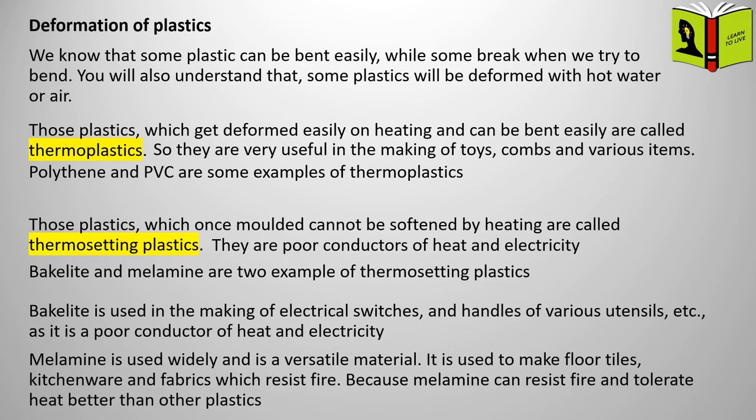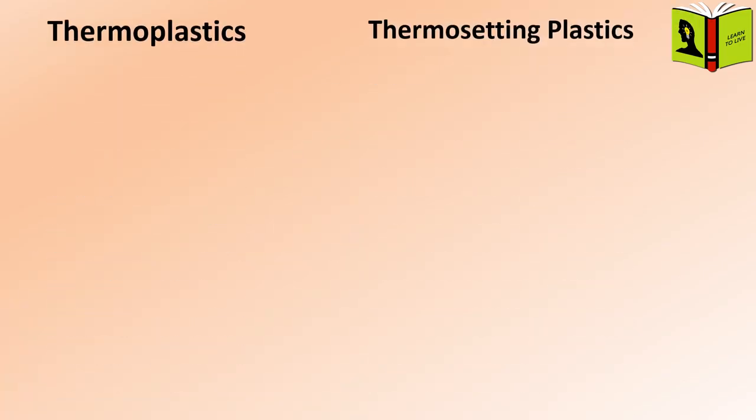It is used to make floor tiles, kitchenware, and fabrics which resist fire, because melamine can resist fire and tolerate heat better than other plastics. Now let us see some examples of thermoplastics and thermosetting plastics.